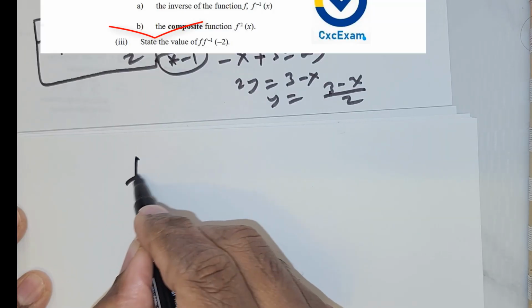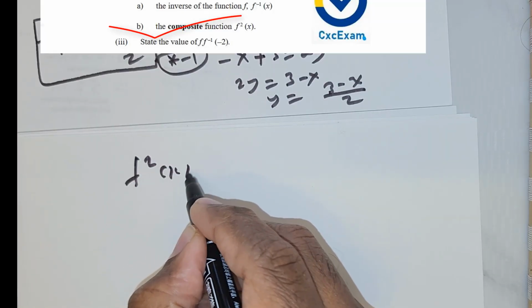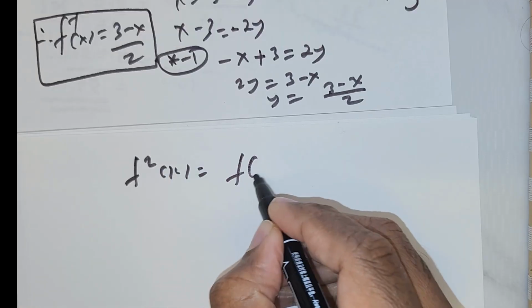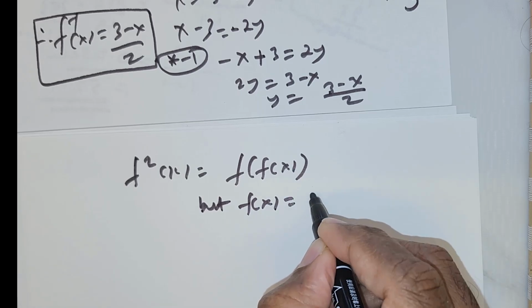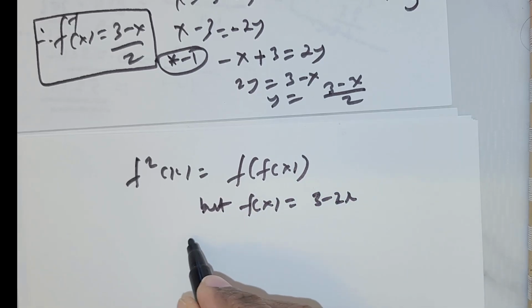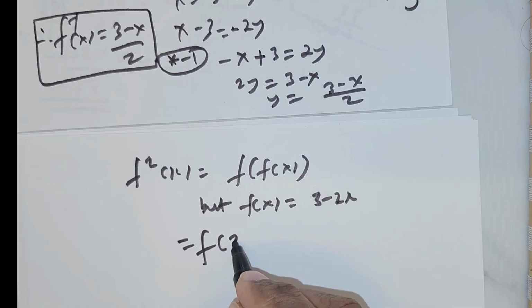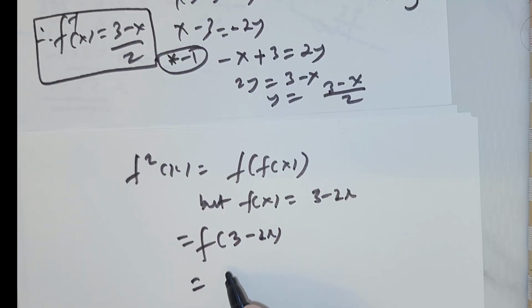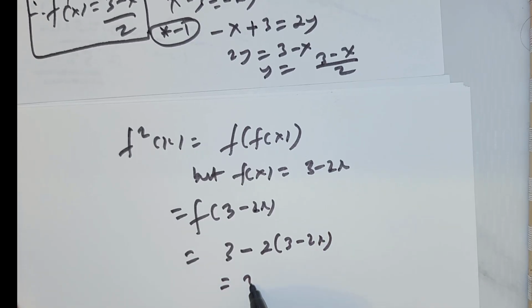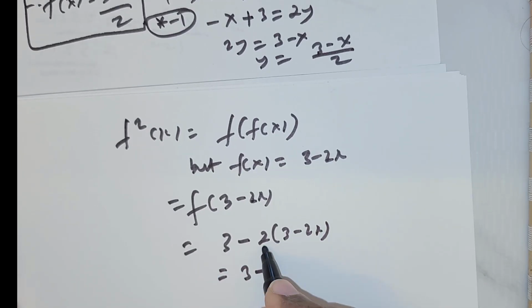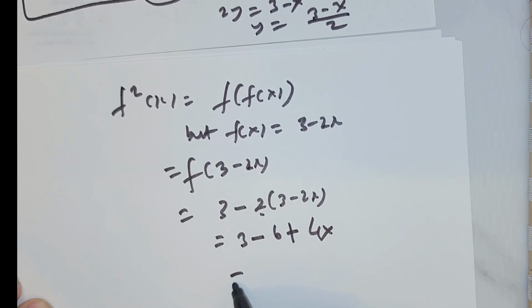Okay, this is the next question. We are asked to find f squared of x. This is nothing but f of f(x). But f(x) is given as 3 − 2x. So this is going to be f(3 − 2x), which can be rewritten as 3 − 2 times (3 − 2x), which is equal to 3 − 6 + 4x, since negative times negative is positive. This is going to be −3 + 4x. So this is f squared of x.